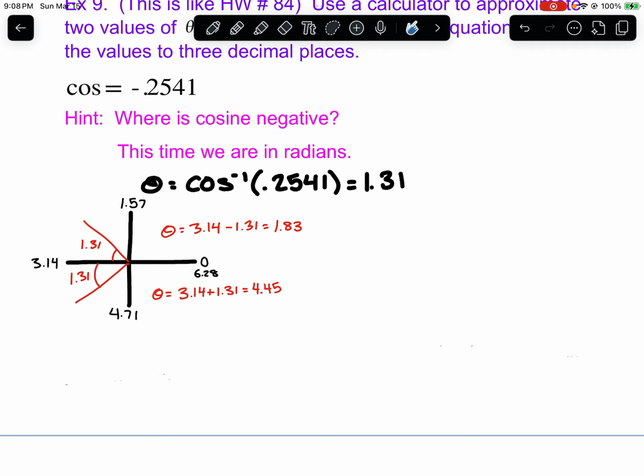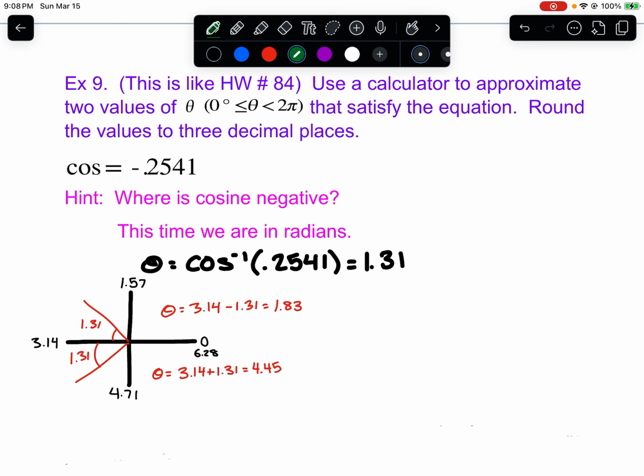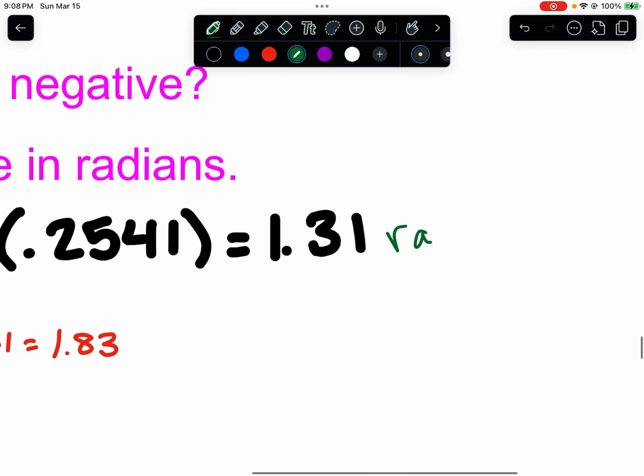And then kind of the last one here is a very, very similar thing. So just dealing with another one of cosine. If you did not want to convert into degrees, here we're given cosine theta is negative 0.2541. If you kept your calculator in radian mode, in this case it would give you 1.31, and again this is radians. We can do kind of the same thing.